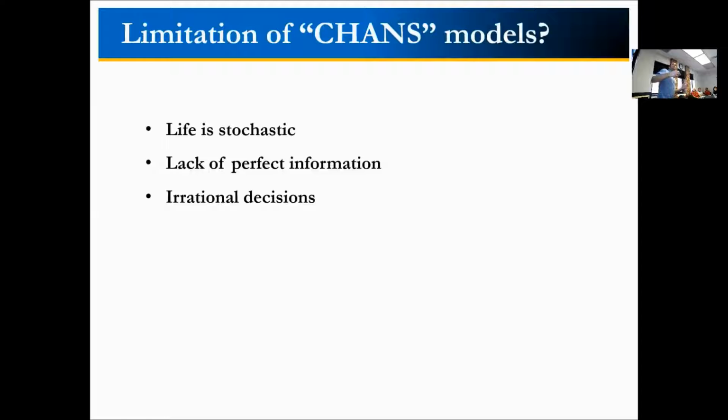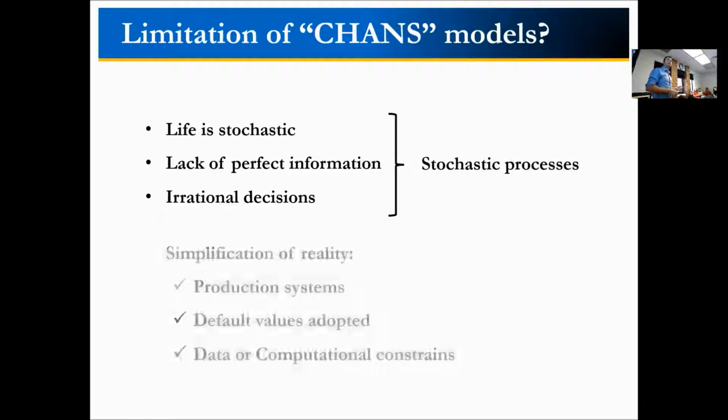But so those are some policy implications. But of course, there are many limitations of using those models. Some of them are related to the fact that life is stochastic, there's a lack of perfect information for households, and people make irrational decisions all the time. So you can sort of address this by adding a stochastic process to the model itself. It's a way to compensate for those limitations. But models will always be a simplification of reality, right?